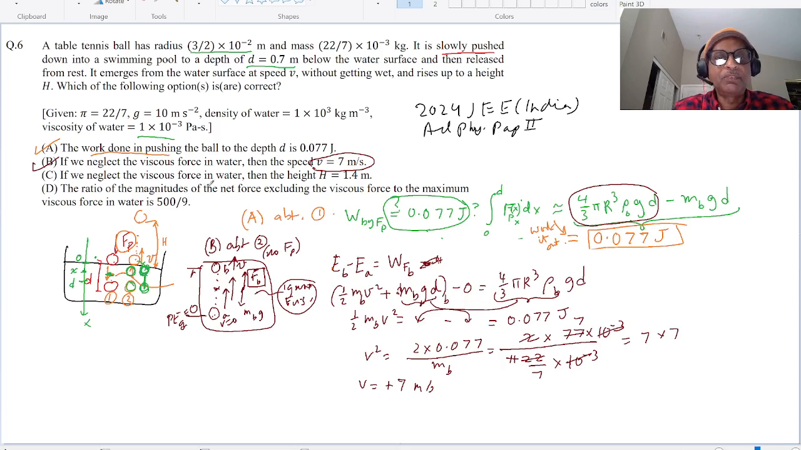Viscous, if you neglect viscous force in water, then the height will be this, which is the same as is coming out here, part 2 going up. So it's about this part of the motion. So C is about part 3 of the motion. And let me erase this and try to work it out, okay?